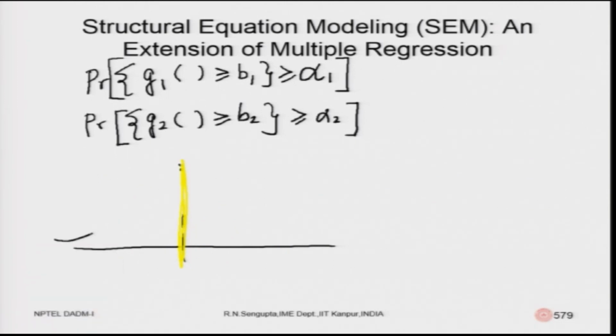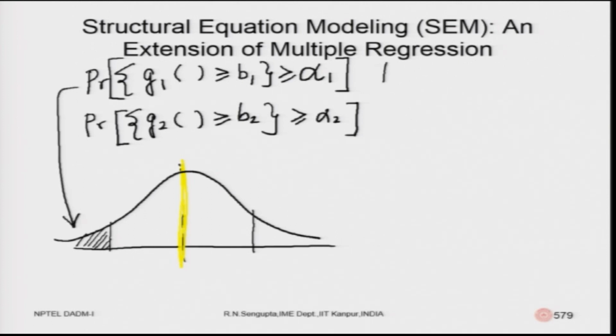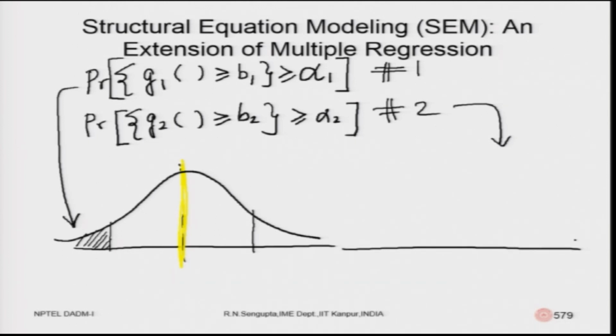So, the distribution is like this. There would be some alpha value, alpha 1, alpha 2 value. So, G 1 is greater than B 1 by a value of alpha 1. This would basically be given as alpha 1 depending on the level of significance. So, this is for equation 1, and this is equation 2, so I will draw it here also. The mean values obviously would be different and the variance can also be different. So, how am I going to include that? Let us go.